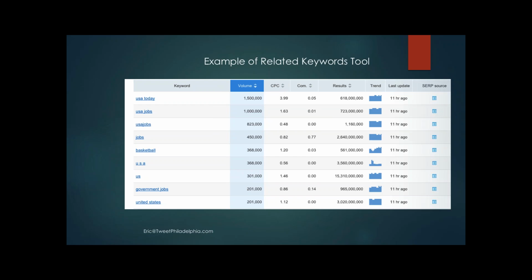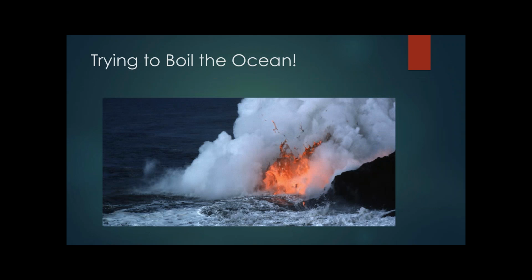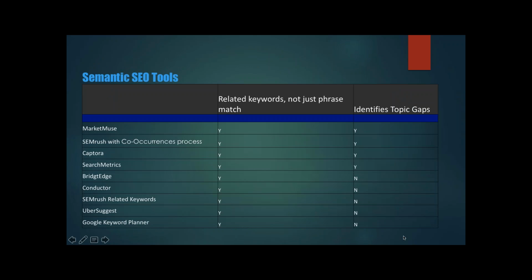So onward. The problem is that we're trying to boil the ocean when we look at these related keywords. We're getting hundreds, perhaps even thousands of ideas of things that relate to a parent topic, but we just don't know how to put them together.